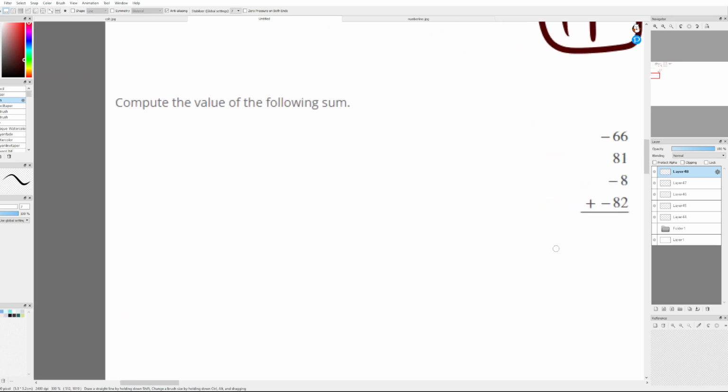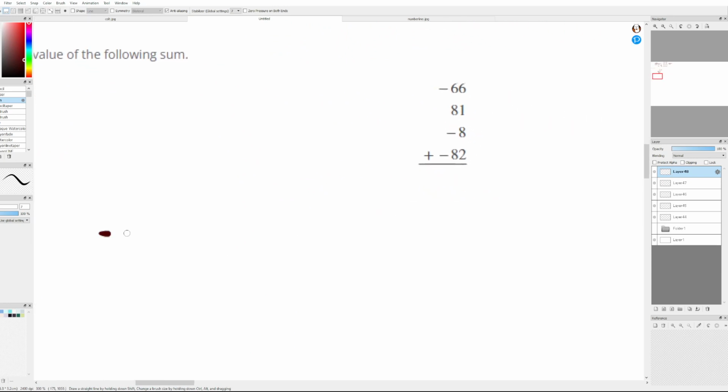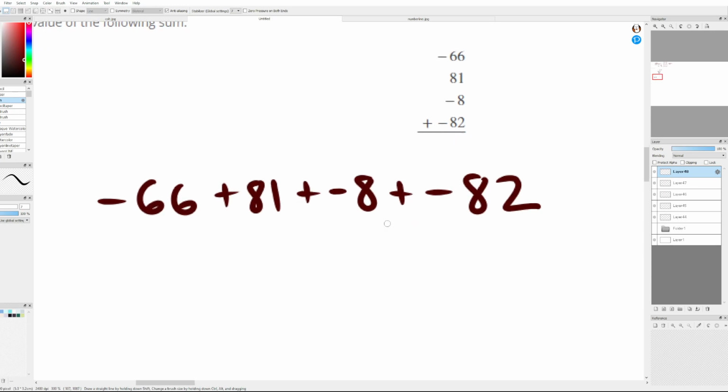Then we have this one, which is a little bit bigger of a beast. We have negative 66 plus 81 plus negative 8 plus negative 82. I'm just going to plug this into my calculator because it's going to be a little easier. Negative 66 plus 81 plus negative 8 plus negative 82, which can just be written as minus 82 and minus 8. This is going to give us negative 75, and that is going to be our answer.